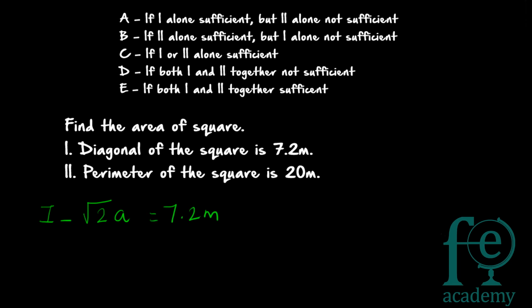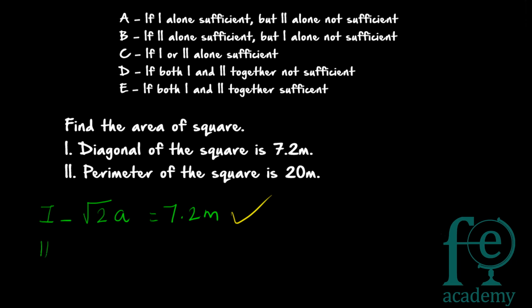So from this, will you be able to find out the area? Yeah, of course you can, because a you can easily find out. 7.2 divided by root 2, you will be getting the a, which is the side of the square, and by using this a you will be able to find the area as a square. So by using statement 1 alone you will be able to determine the answer. Now you should not stop here. Now you have to analyze statement 2 also.